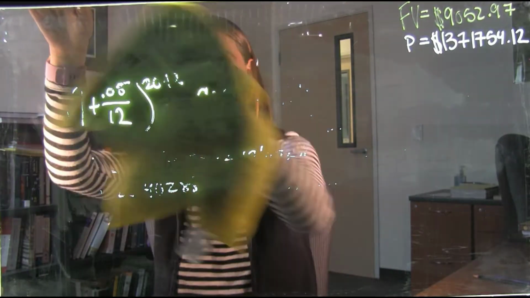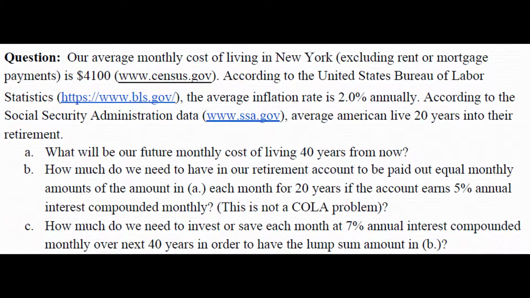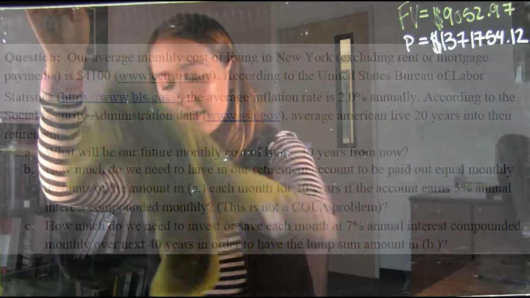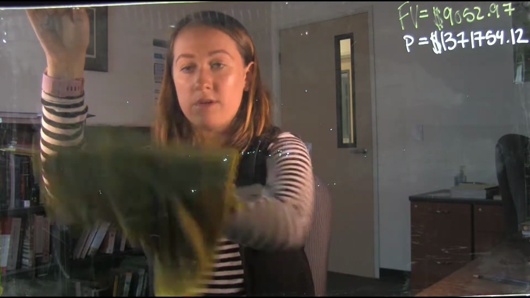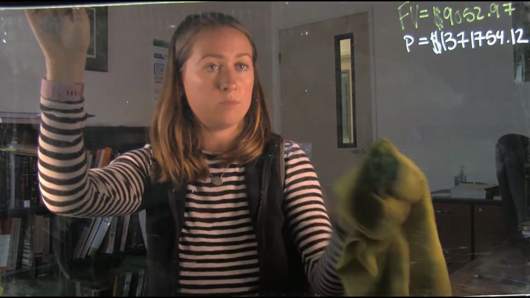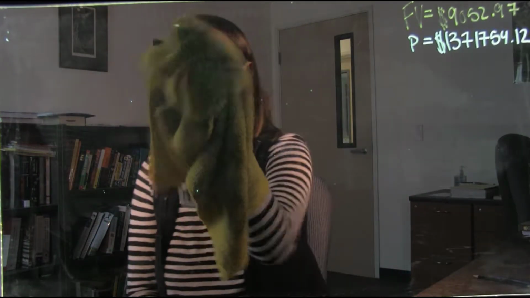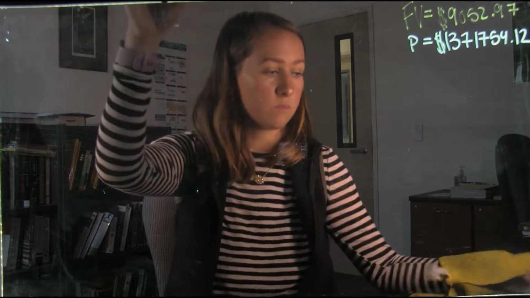So the next part that we're going to do is how much do we need to invest or save each month at 7% annual interest compounded monthly over the next 40 years in order to have the lump sum amount in B, which is this part right here. So we're going to use the annuity formula to find that out.